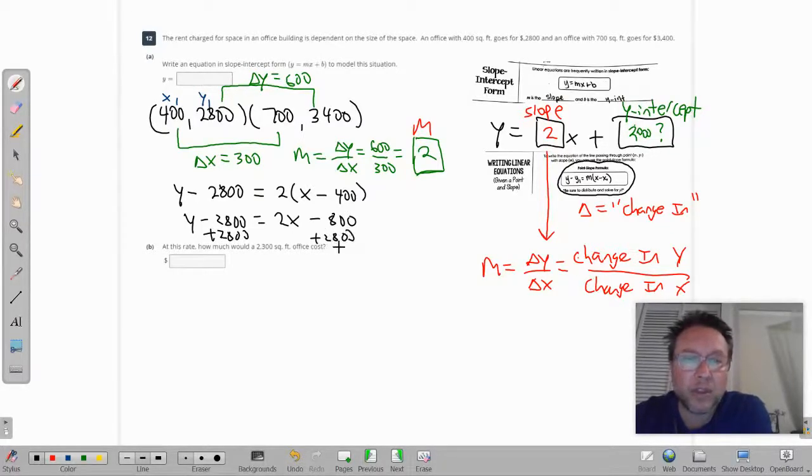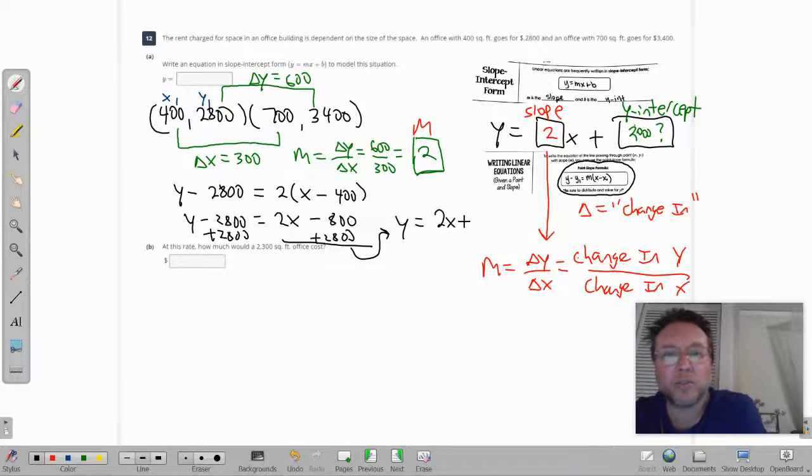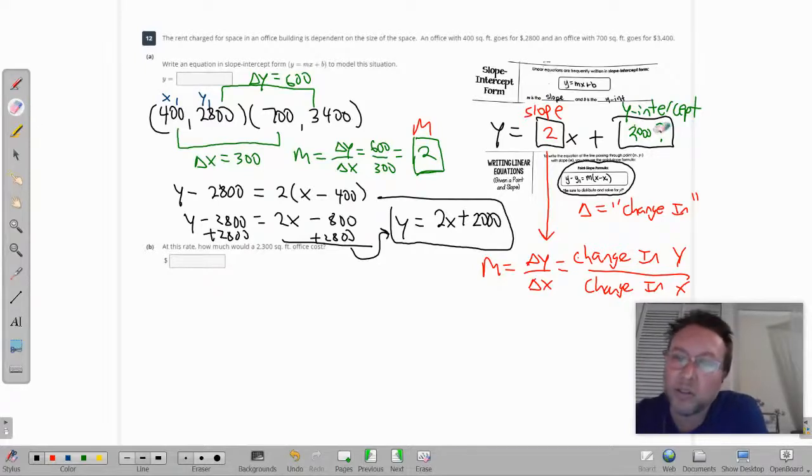And then we're going to run out of room there a little bit, but we get y equals 2x plus 2,000. So my estimate there that 2,000 was the y-intercept is correct. So I get my answer there of y equals 2x plus 2,000.